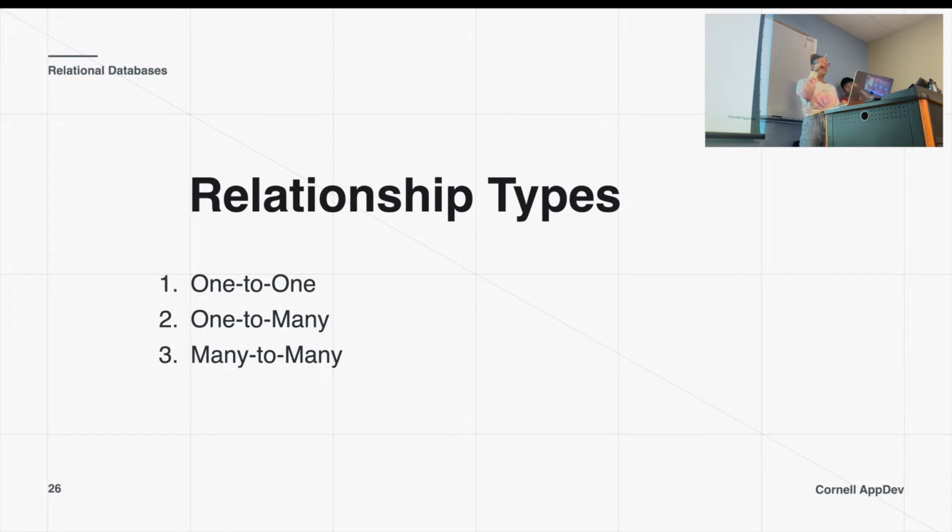Sorry, we have a question. In the previous example, what was the foreign key? Would that be user ID? Yes, so in this example, the foreign key is the user ID.